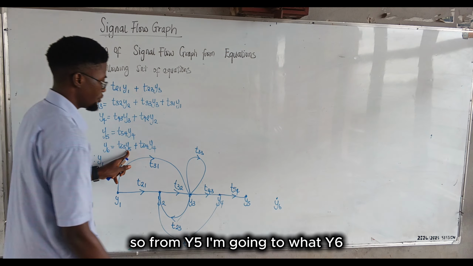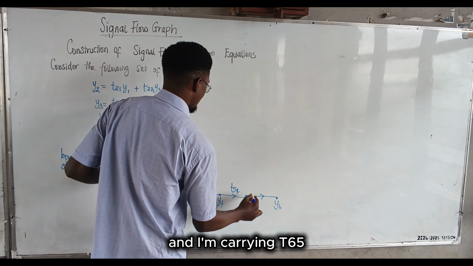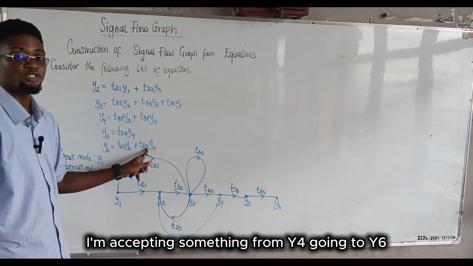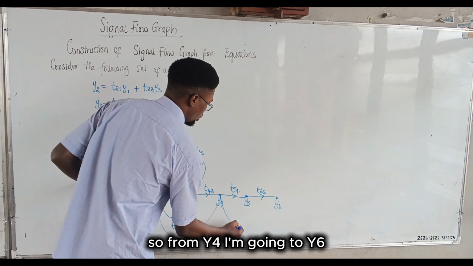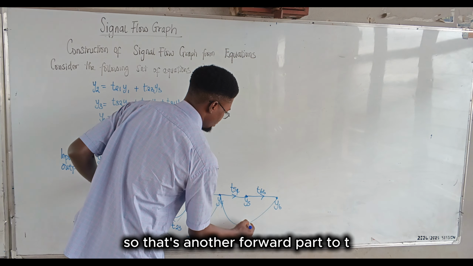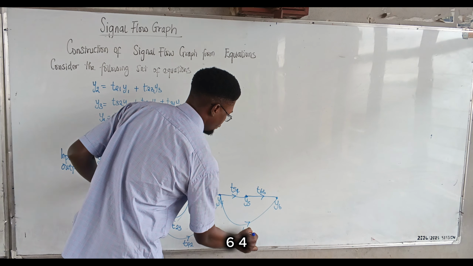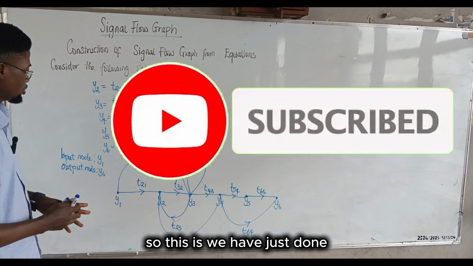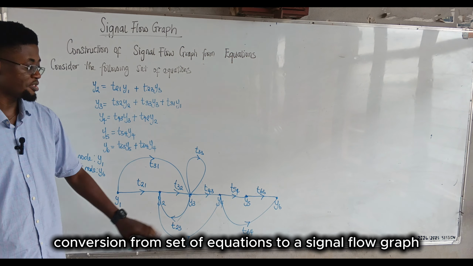So from Y5, I'm going to what? Y6. So that's another forward. And I'm carrying T65. Then finally, I'm accepting something from Y4 going to Y6. So from Y4, I'm going to Y6. So that's another forward path. T64. So we have just done the conversion from a set of equations to a signal flow graph.